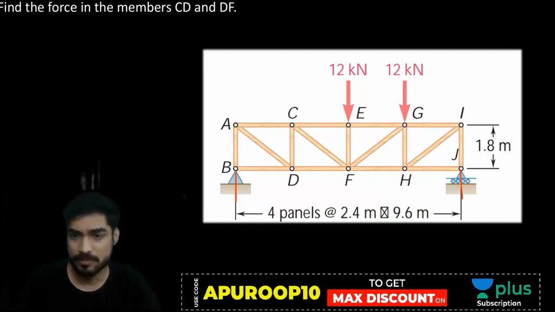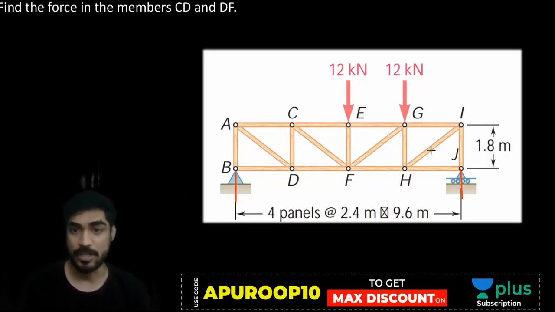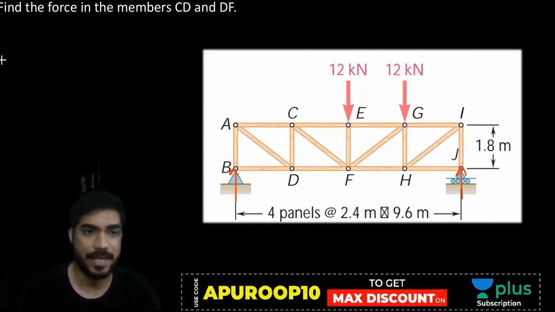Now there will be no horizontal reaction here because there is no horizontal force. Can you see any horizontal force? No. So no horizontal reaction at B. You will only get vertical reaction. Now I need to find RB and RJ. So I will take moment at J.